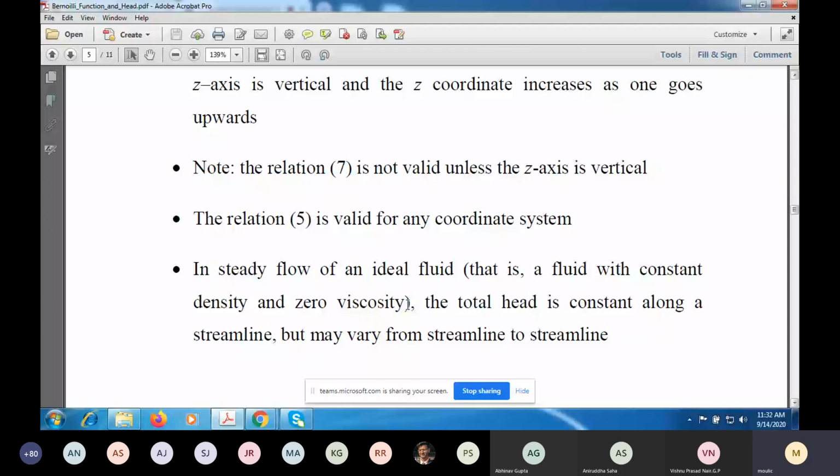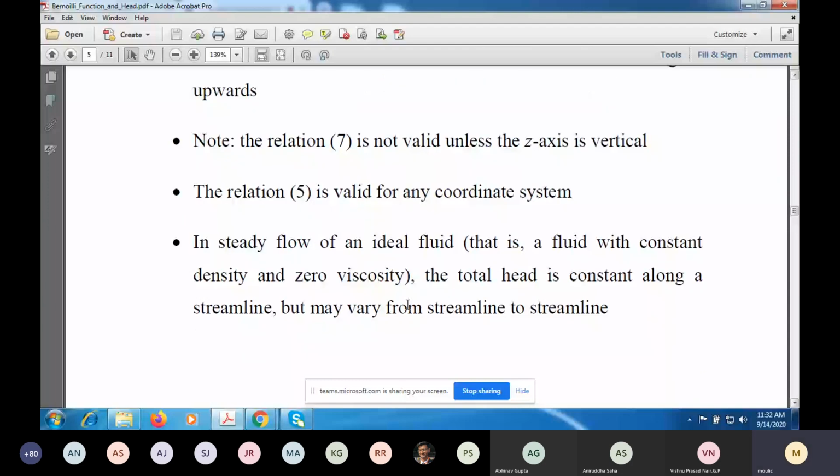It's a fluid with constant density and zero viscosity. Now let me ask you a question. Is an ideal gas an ideal fluid? No, sir. Why? Sir, the density is not constant in a gas. Exactly, the density is not constant.